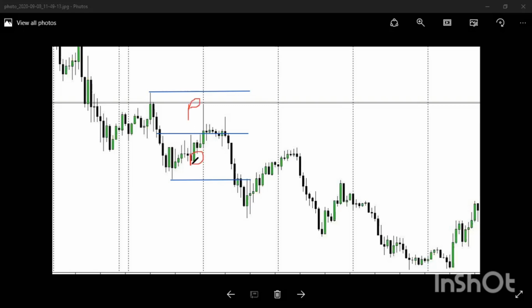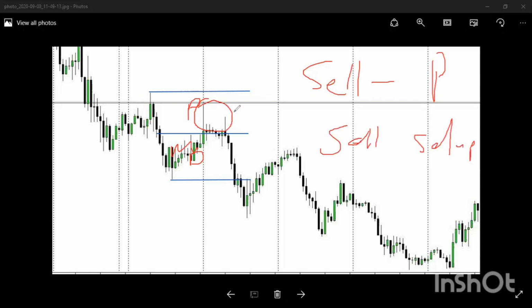This is your discount. So remember, in a downtrend, we are only selling in premium. So when price goes up, if you see price here, don't do anything. Once price is in premium right here, then you can look for your sell setup. Once it's in premium, that's when you sell.